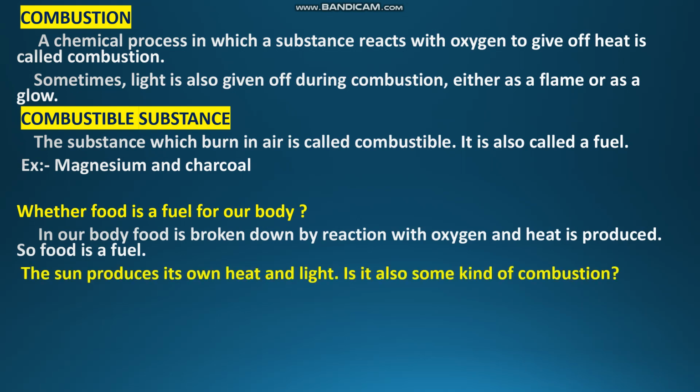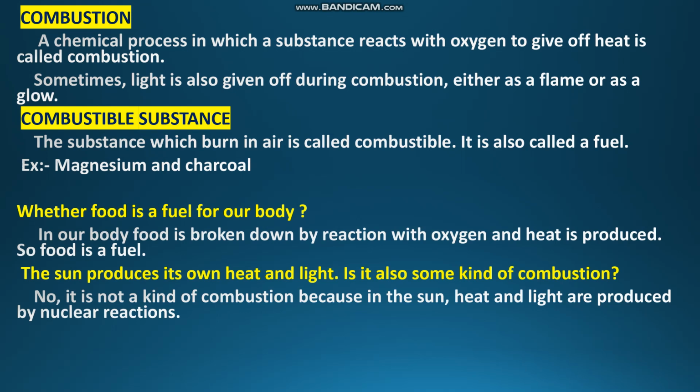Next, one more question. The sun produces its own heat and light. We all know that. Is it also some kind of combustion? We have seen the definition of combustion, heat is produced. But the production of heat and light by the sun, is that a type of combustion? No, it is not a type of combustion, because here the sun is not reacting with oxygen to produce the heat and light. Then how are the heat and light produced? Due to some reactions called nuclear reactions. So the production of heat and light by the sun is not an example of combustion, because in the sun, heat and light are produced by nuclear reactions.